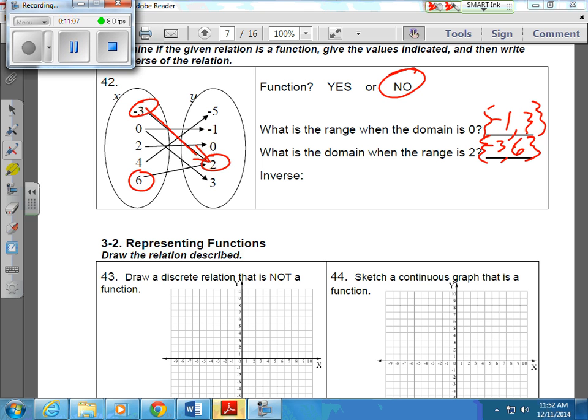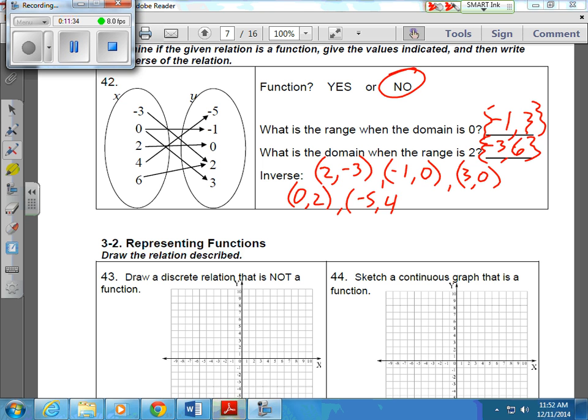The inverse, take everything and write it backwards. So we had -3, 2. Maybe 2, -3. That's 0, -1. Write that backwards. We have 0, 3. We have 2, 0. So we'll write it 0, 2. We got 4, -5. So we need -5, 4. And 6, 2. So we'll write it as 2, 6.